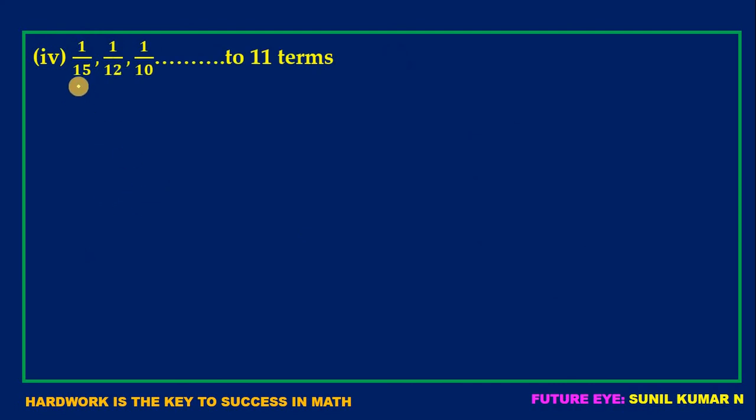So look at what problem they have given. 1 by 15, 1 by 12, 1 by 10, and so on up to 11 terms. So find the values. A value is 1 by 15. So what is the D value? We have to use the formula A2 minus A1. So what is A2 here? 1 by 12. And what is A1, children? That is 1 by 15.